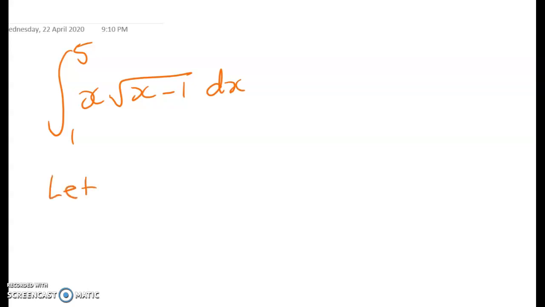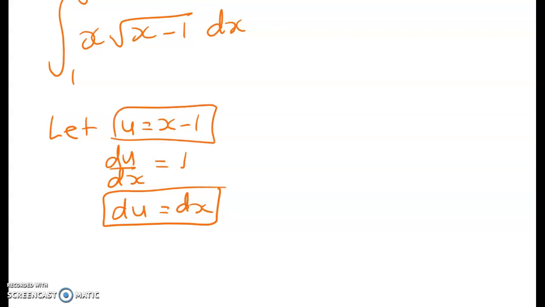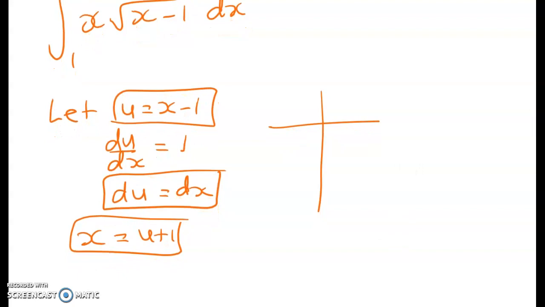So the first time through, I'm going to do it using this substitution. So du by dx is equal to 1. And that gives me du equals dx, so that's nice, and lastly we have a very easy changing the subject, x is equal to u plus 1. And the last thing that I've got to do is do my limits. So my x limits are 5 and 1, and my u limits are 4 and 0.